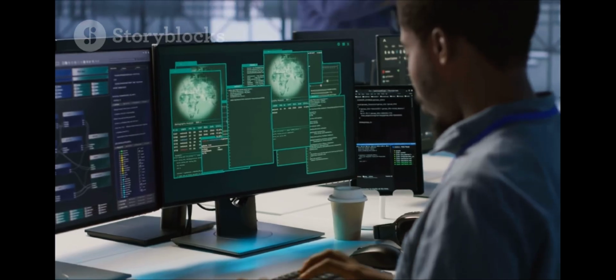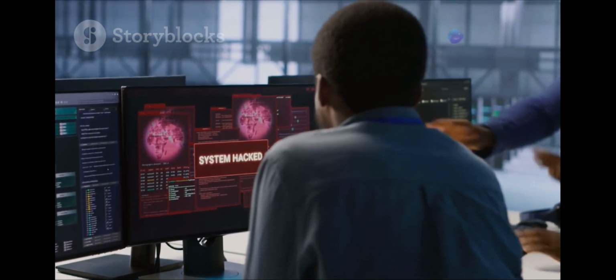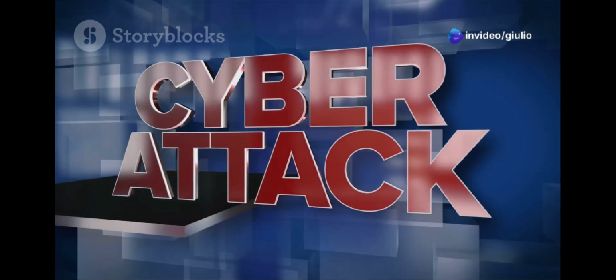Hospitals, transportation systems, and businesses were severely impacted, highlighting the indiscriminate nature of such attacks. Another notable example is the 2020 SolarWinds hack.